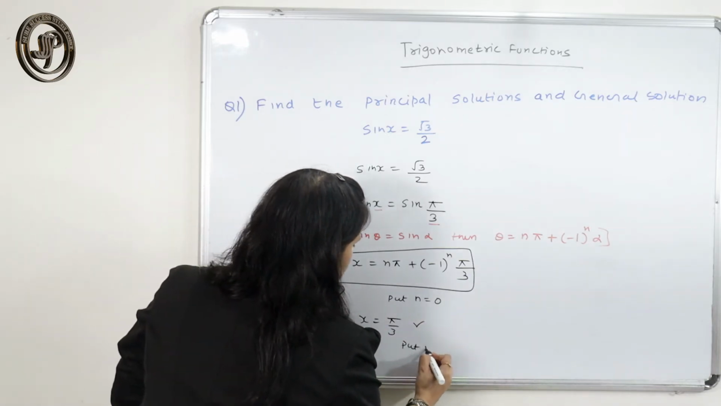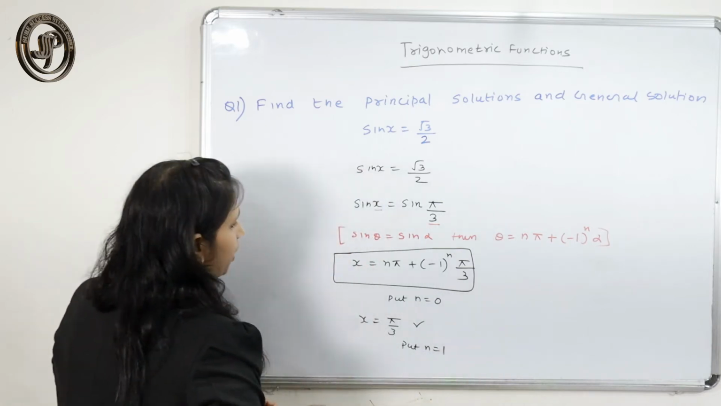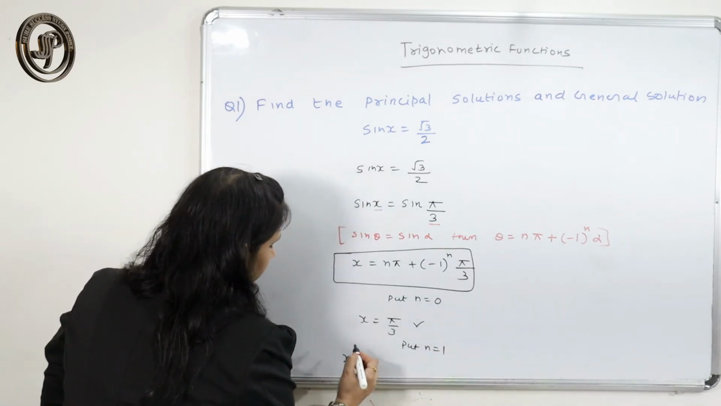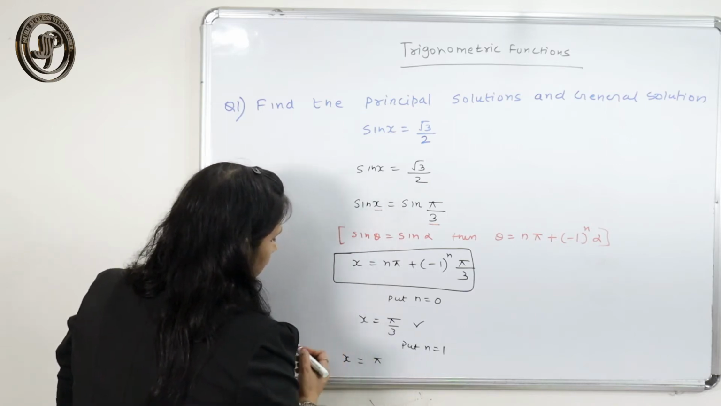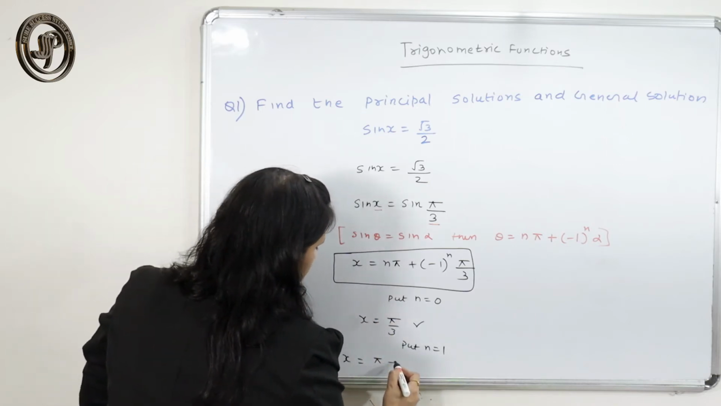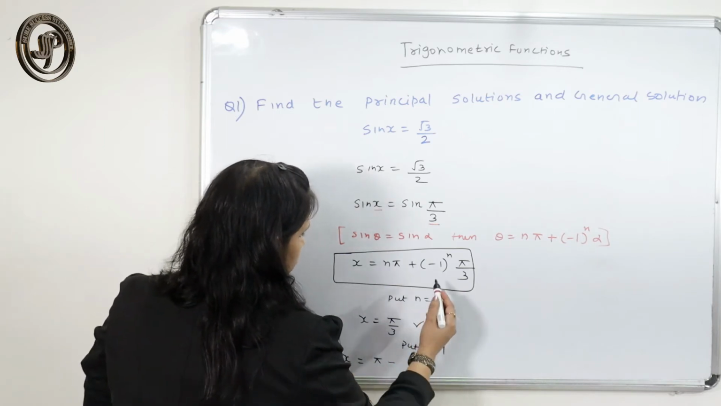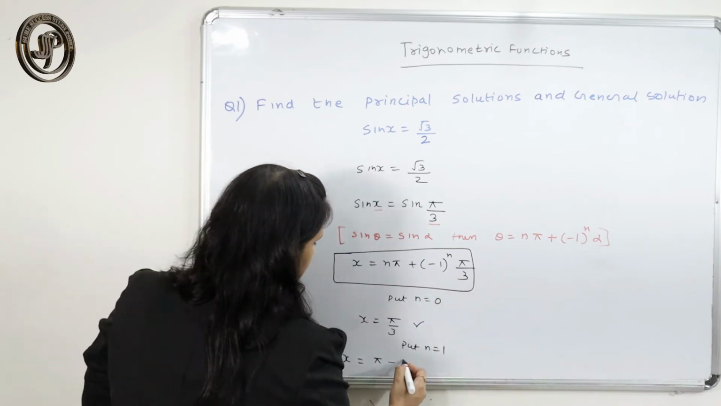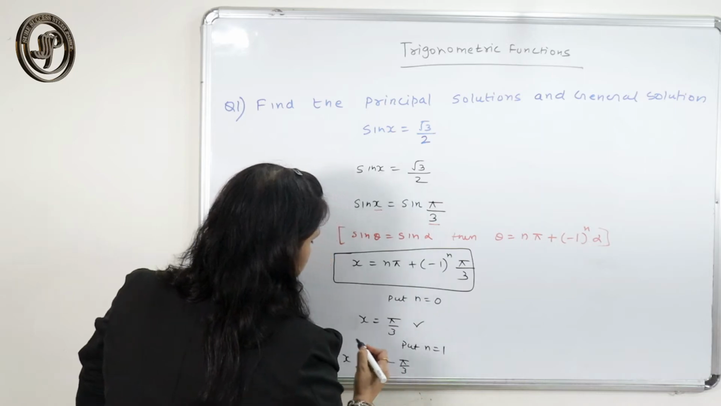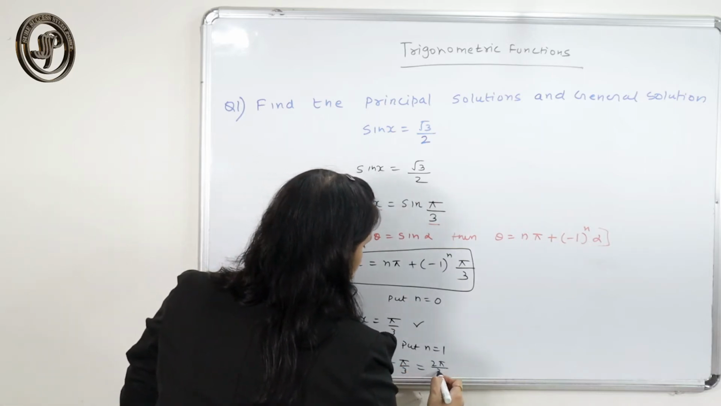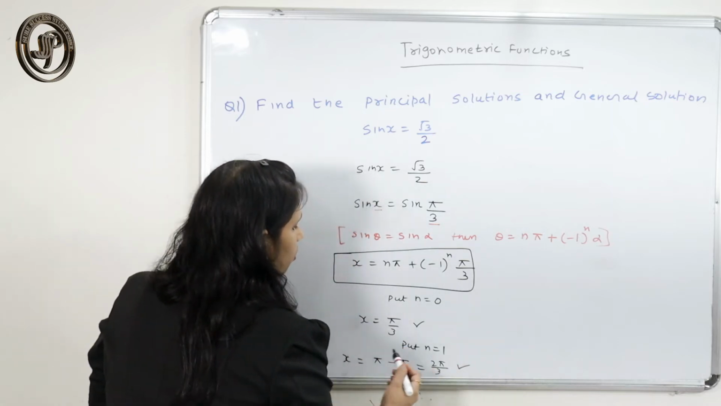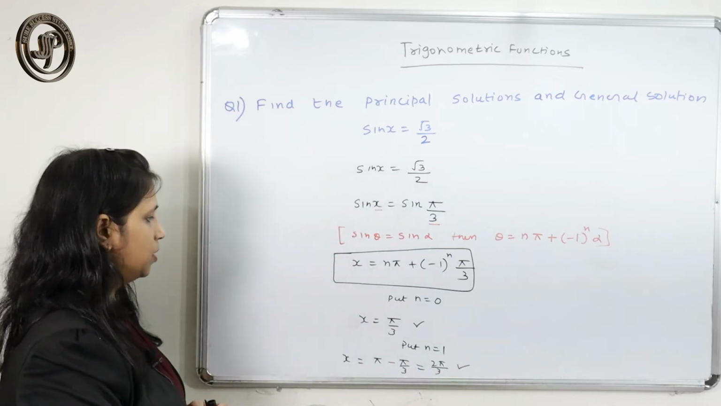Now put n equals 1. If you put n equals 1, the value of x will be what? Pi, minus 1 raised to power 1, that will be minus 1. So that is pi minus pi by 3, which is equal to 2 pi by 3. That is the second principal solution.